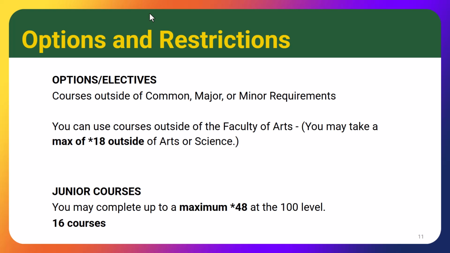You may take a maximum of 18 credits outside of arts or science to count towards your options or electives, and you may also complete up to a maximum of 48 credits or 16 courses at the 100 level to count towards this as well.